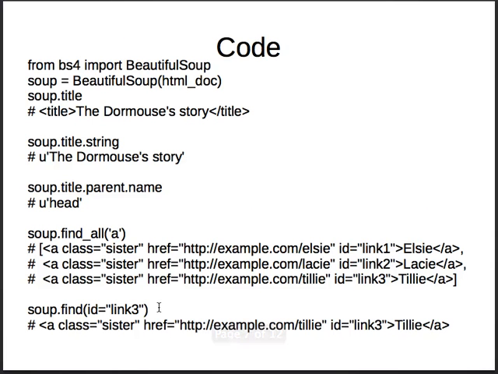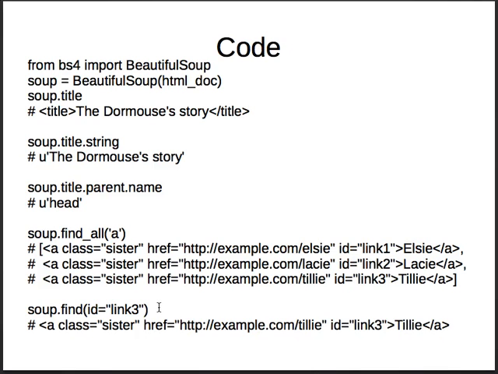Here's a little bit of code. The first bit of code just loads a string into Beautiful Soup, and then if you want to get the title tag, you do soup.title. You do member access, or attribute access actually. If you want to get the string inside the title, it's soup.title.string. If you want to get the parent tag of the title tag, you use the parent attribute. If you want to get the name of that tag, it's the name attribute.